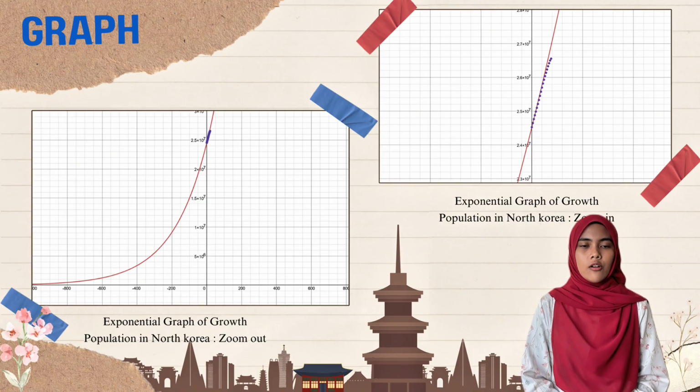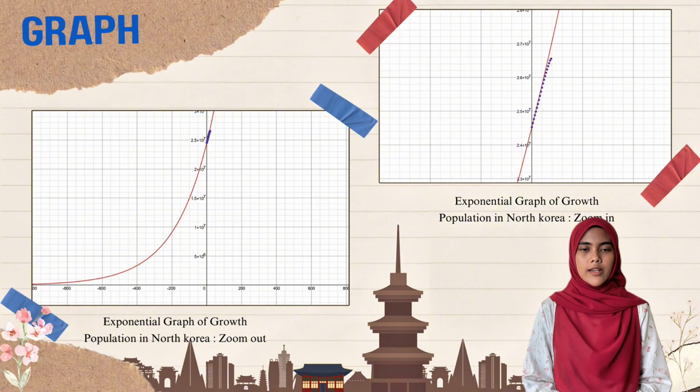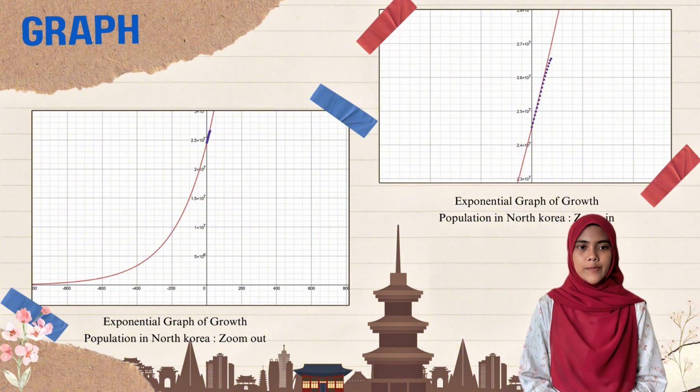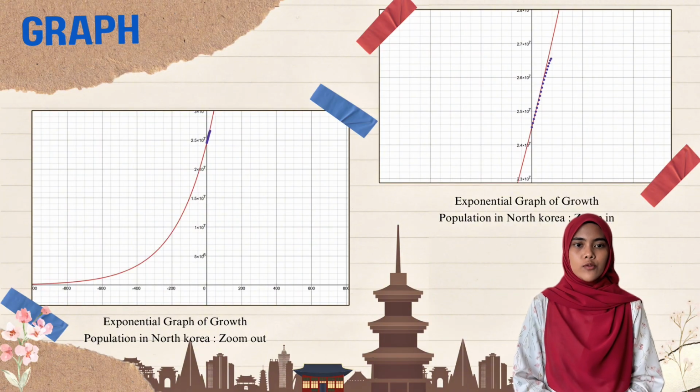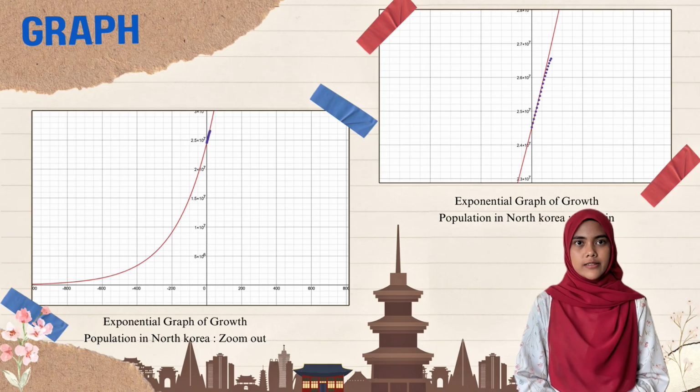And if we zoom out or scroll back, you will see how the graph behaves over a long period of time. Exponential graphs always rise slowly at first, then suddenly get steeper. This is exactly what we see with population growth. The more people there are, the faster the total population increases.